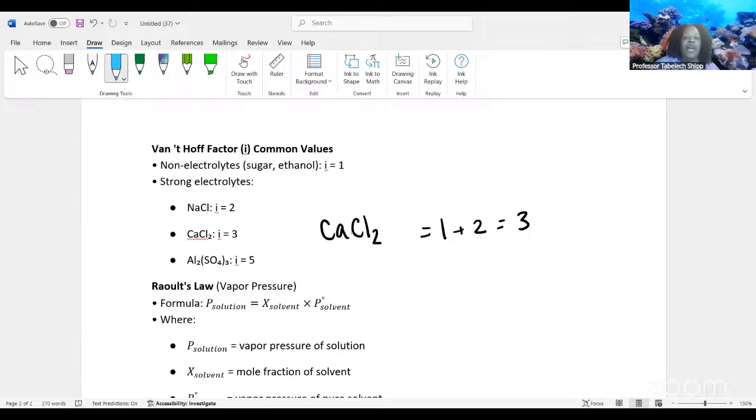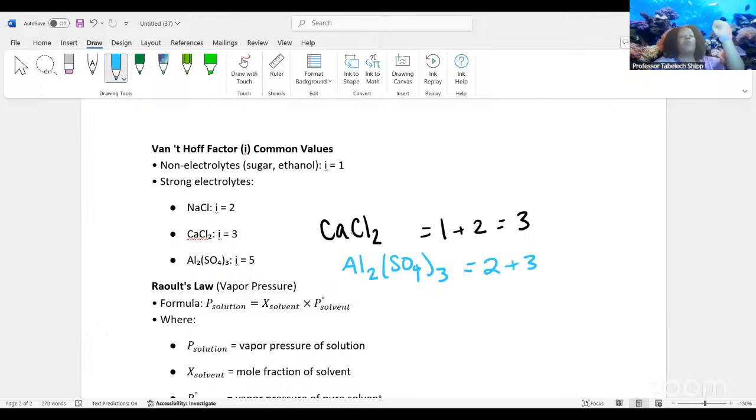If you look at the next example here, you've got Al2(SO4)3, aluminum sulfate. Well, if you look at the subscripts, again, you've got 2 aluminum ions plus 3. Remember that 3 on the outside, not the 4. The 3 on the outside means you have 3 units of sulfate ions. So 2 plus 3 gives you 5. So that's how we're getting the Van Hoff constant.